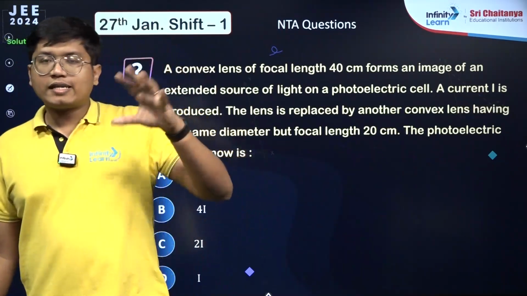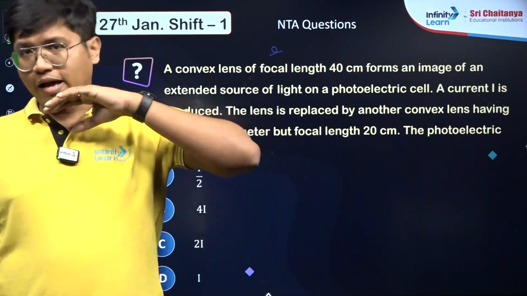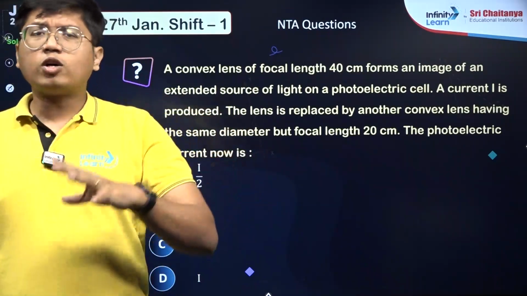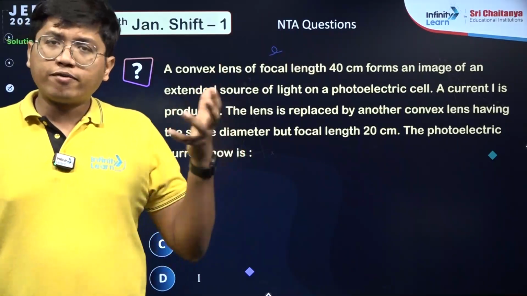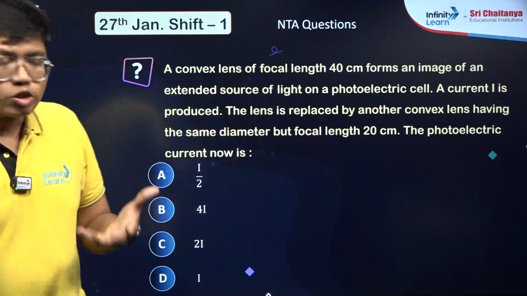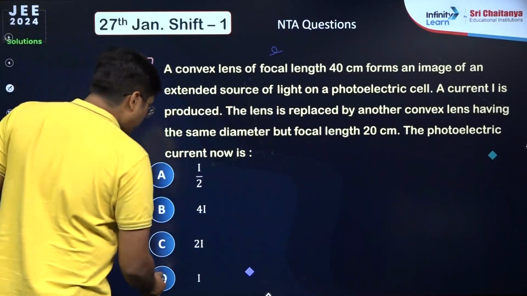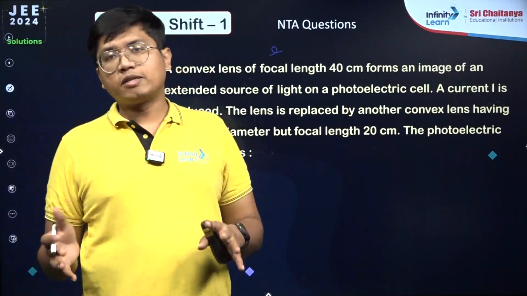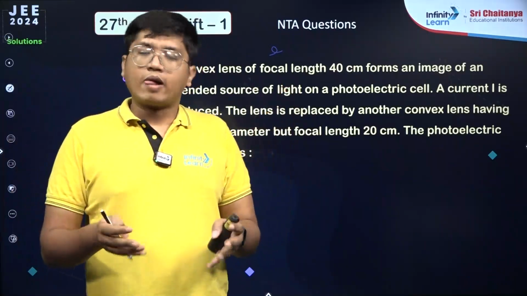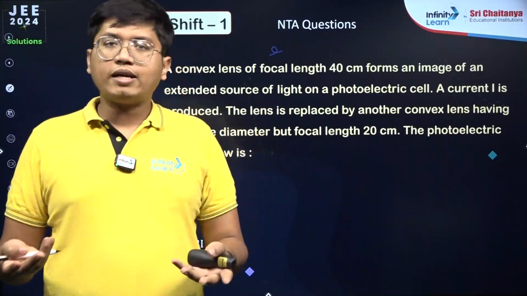Putting a lens and converging that light has no role, because at the end the amount of energy that hits it per unit time is still the same. The number of photons that hit it is still the same. So photocurrent is not going to change. It is going to be D. It remains whatever it was in the beginning, because the energy coming in is still the same and the number of photons coming in is still the same.